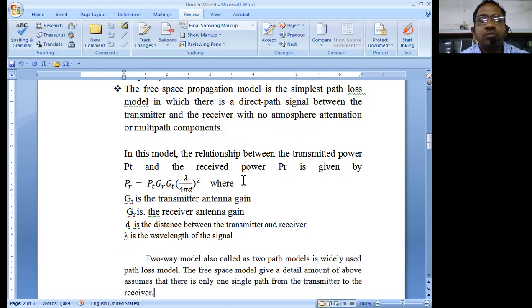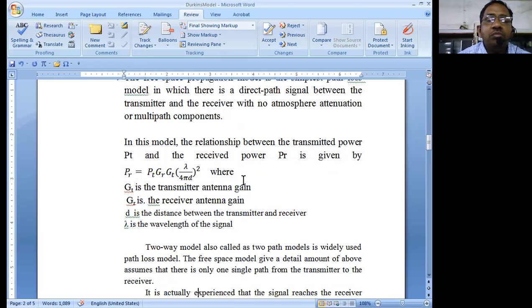If you consider the simplest model, we can go with the equation called the Friis transmission equation. In this model, the relationship between the transmitter power and receiver power is given by PR equals PT times GT times GR times (lambda by 4 pi D) whole squared. All these parameters we already discussed in the very beginning classes. PR is the received power, PT is the transmitted power, GT is the transmitting antenna gain, GR is the receiving antenna gain, lambda is the wavelength of the signal, and D is the distance between the transmitter and the receiver.